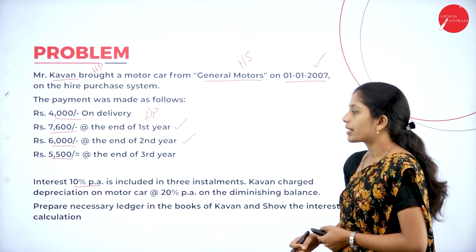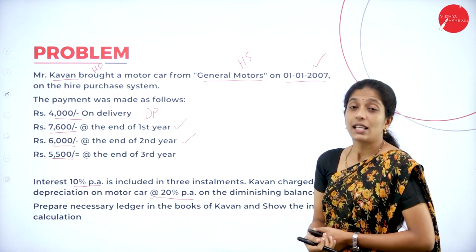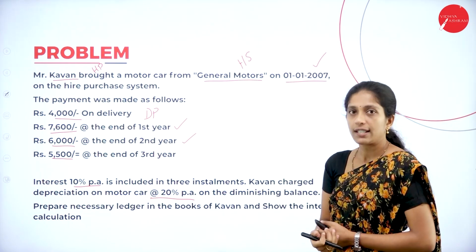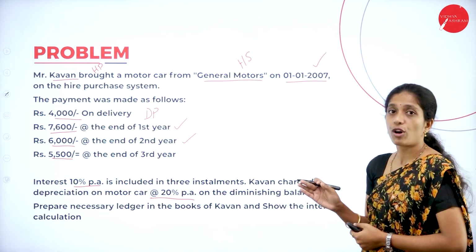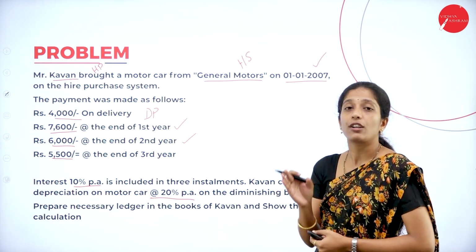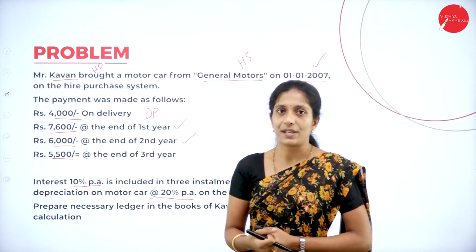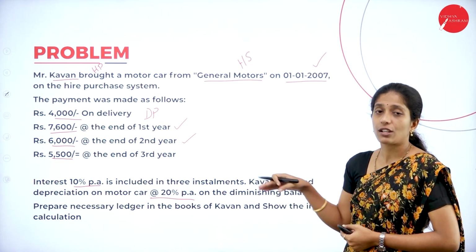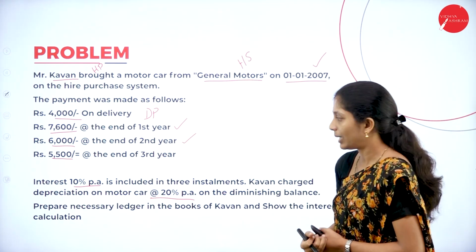Kavan charged depreciation on the motor car at 20% per annum. Here depreciation is how much? 20%. Interest is how much? 10%. On the diminishing balance. So here we are following the written down value method or diminishing balance method in order to calculate the depreciation. Depreciation has to be calculated at 20% on the diminishing balance method or written down value method.